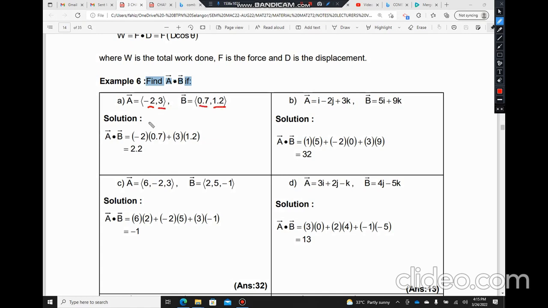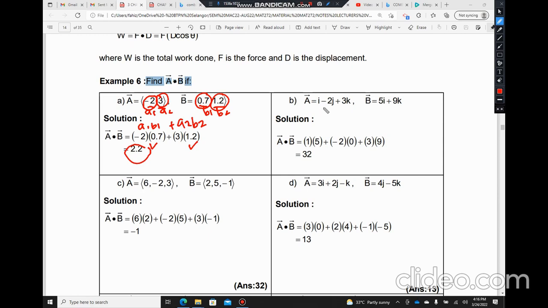So kita boleh guna formula yang tadi tu, A1 B1 plus A2 B2. So kita assume kat sini A1, A2, B1, B2. So kita darab lah A1 negative 2 multiply by 0.7 plus 3 multiply by 1.2. So you get 2.2.